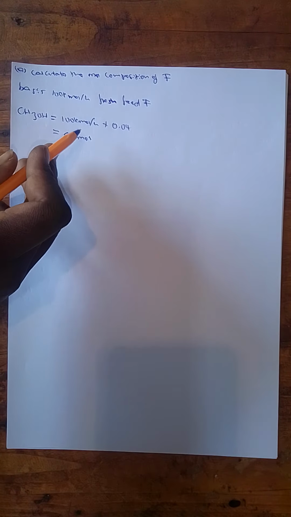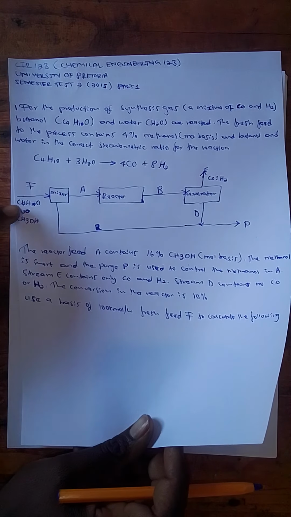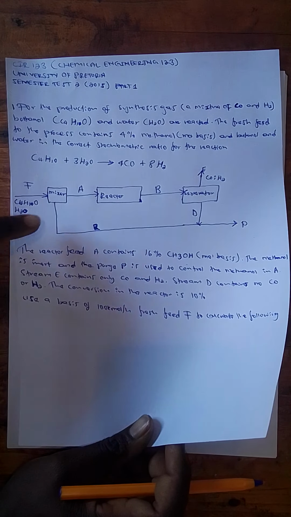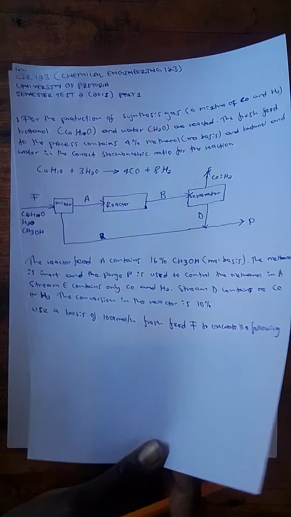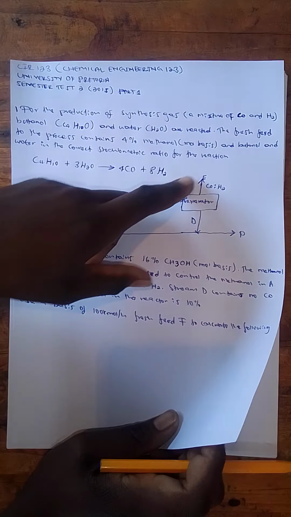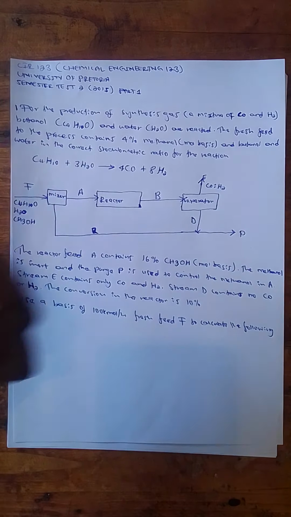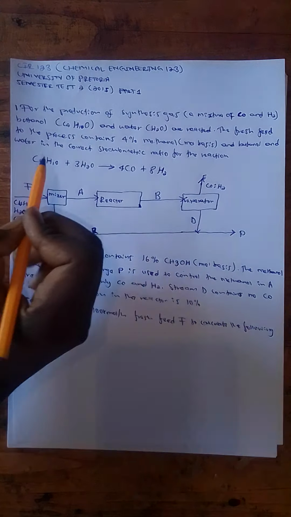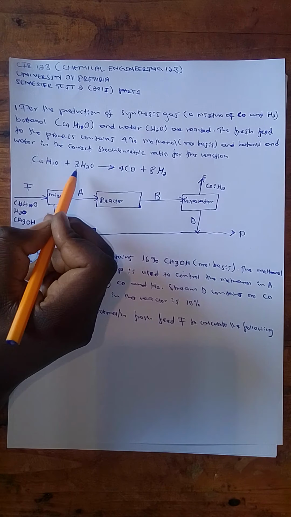So now, out of the 100 kilomole per hour, we know methanol is 4%. That means that the remainder, 96 kilomole, is C4H10O and H2O. So we know that butanol and water together make up 96 kilomole per hour. But we don't really know how much is exactly water and butanol individually. However, there's some information that we are given. We are told that butanol and water are in the correct stoichiometric ratio for the reaction. Which means that we can just look at the reaction equation and know that for every one mole of butanol, there are 3 moles of water.